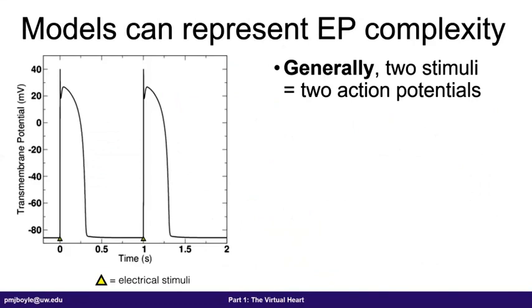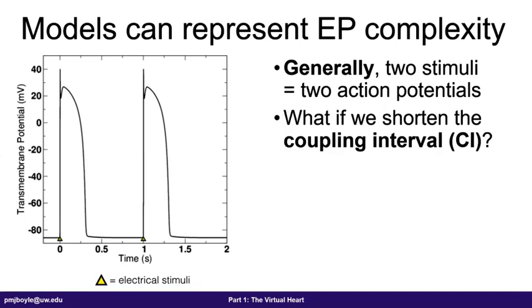Okay, so what I want to argue to you, and what I want you to take away from this section, is that models can represent electrophysiological complexity. So there's a pretty simple simulation here. It's two action potentials. The time scale between the stimuli is about a second. And what we know is that generally two stimuli means two action potentials.